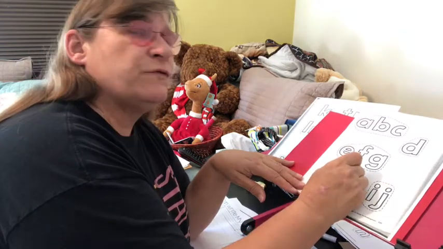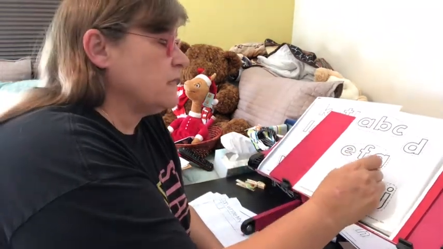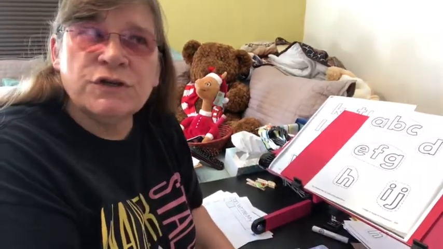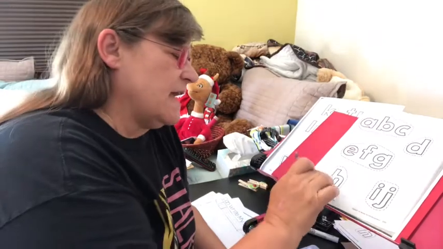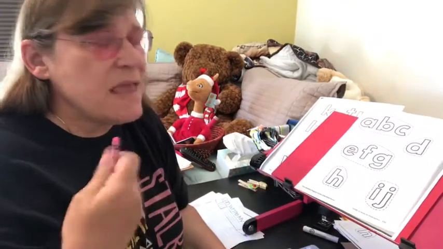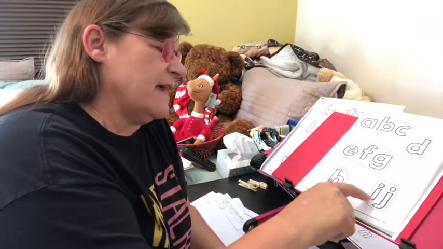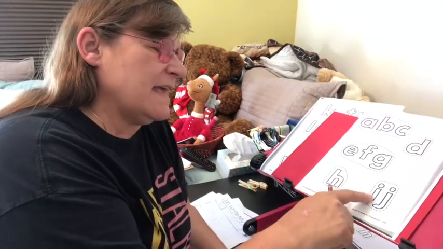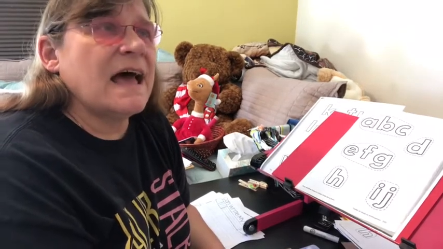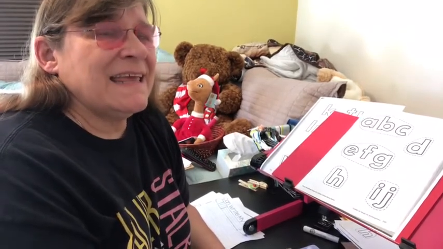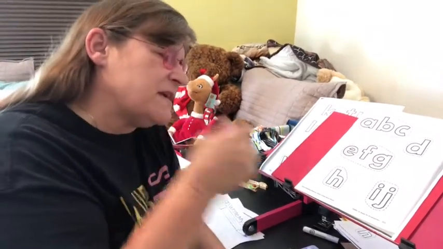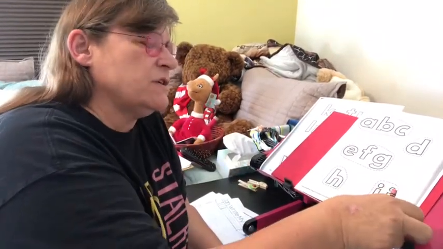F, G. And it also says the sound J, J, J, like giraffe. And H is H, H, H, like hot, baby, hot. And letter I, I, I, I. And it's another vowel, so it's tricky again. It's going to say I, like in inside, or it's going to say I, like in ice cream. Yay, ice cream.